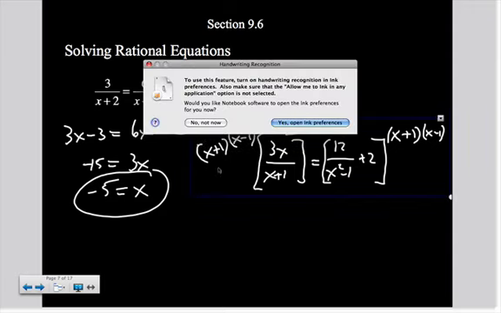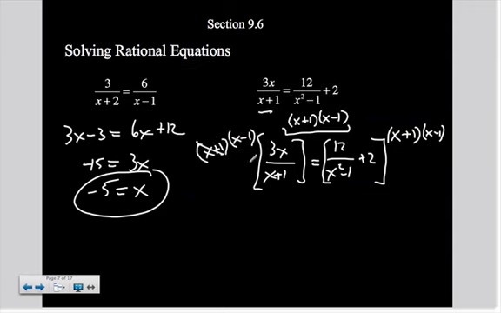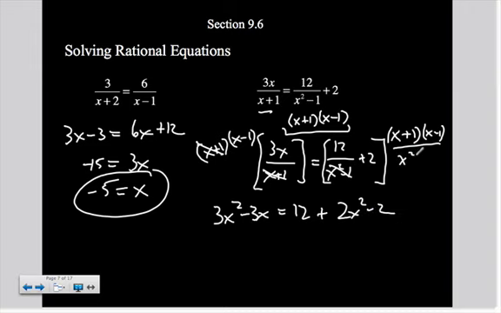When I multiply here, the x plus 1's cancel and I get 3x times x minus 1, so that's 3x squared minus 3x. Over here, these will cancel with that, and I simply get 12. Plus 2 times x squared minus 1 is 2x squared minus 2, right? Because this is equal to x squared minus 1, same thing.